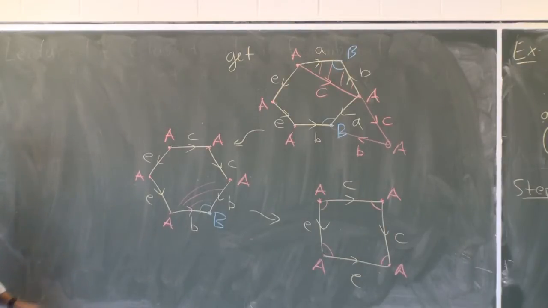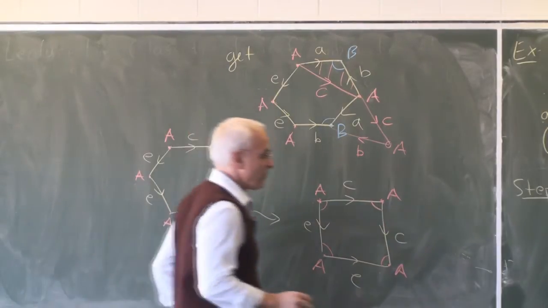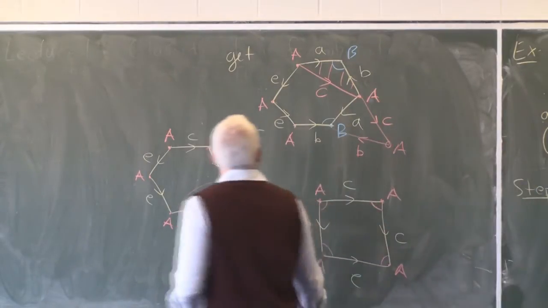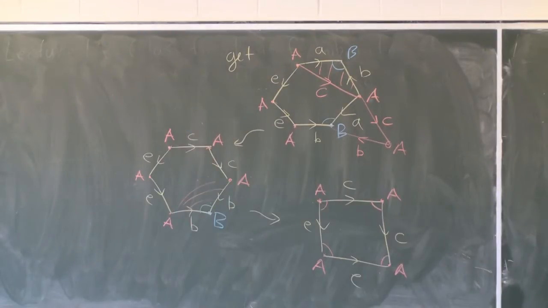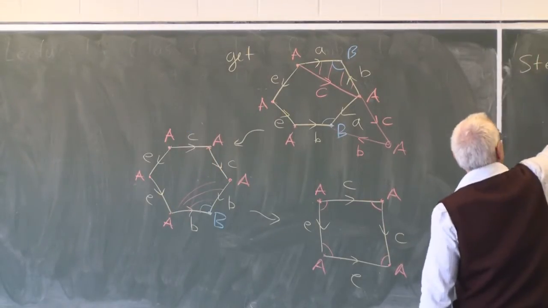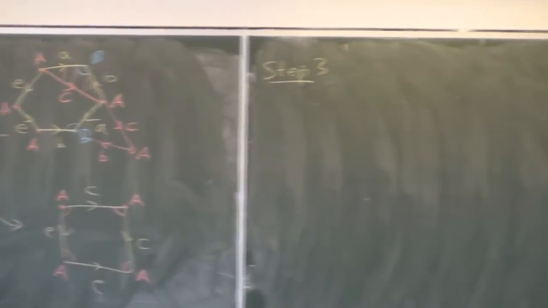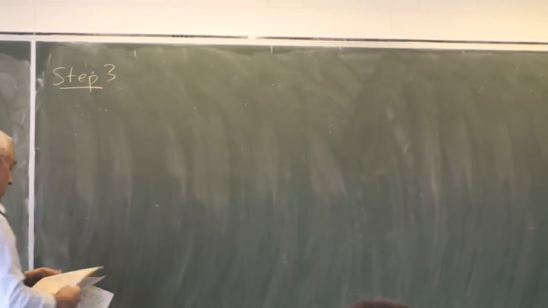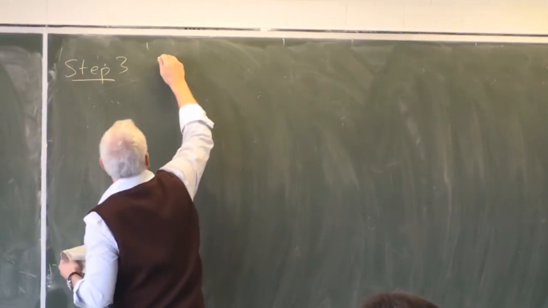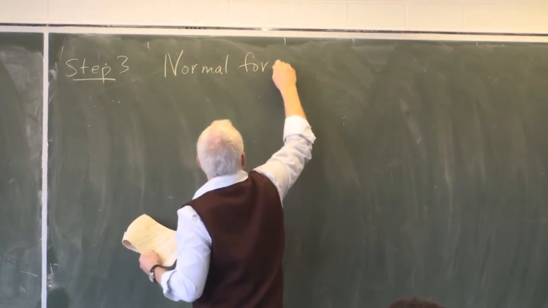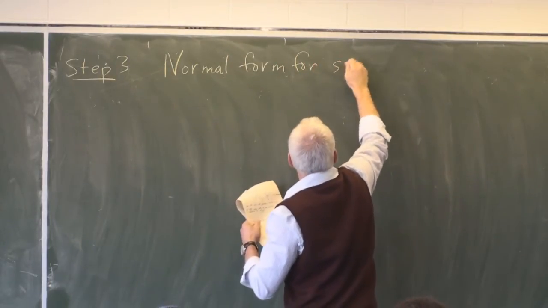All right, so that's our second step. Our second step is to cut and paste so that we are guaranteed that all the vertices are of the same type. We'll assume that we've done that now. Our third step is to obtain a normal form or standard form for same direction edges.